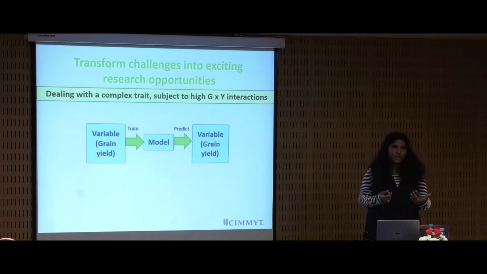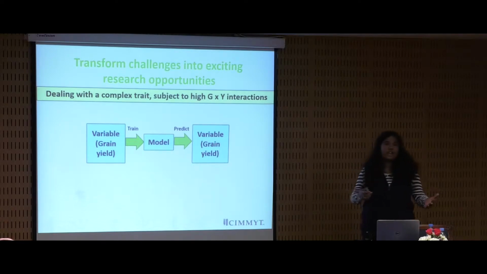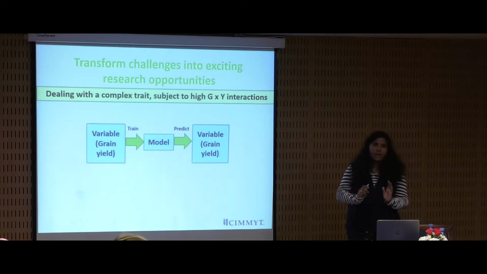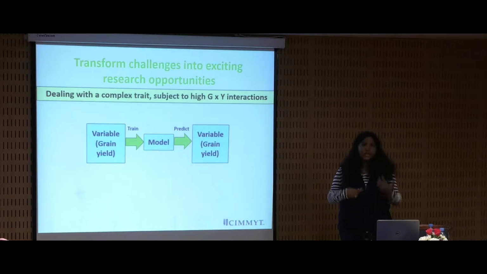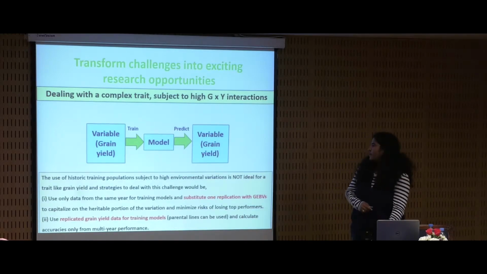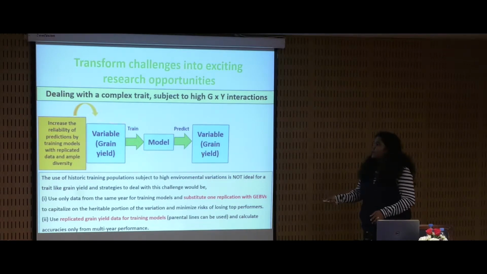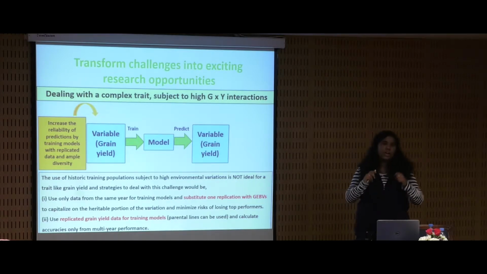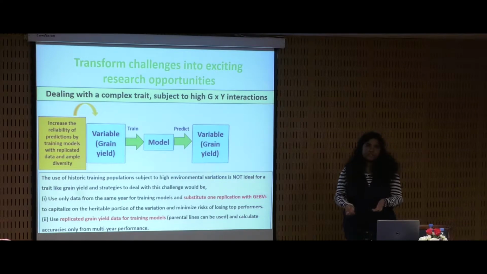And how do you deal with this challenge? We're not here to talk about the challenges only, but how do you deal with this wisely? So the problem here is that we have models that are trained with data that's quite variable. So grain yield is different in the next year. And we train a model and we predict it and compare it with another set of data that is also variable. So when you do this, your accuracies are naturally going to be low. One way to deal with this is to increase the reliability of predictions by using well-replicated data, and you should have a large enough training population with ample diversity as well.